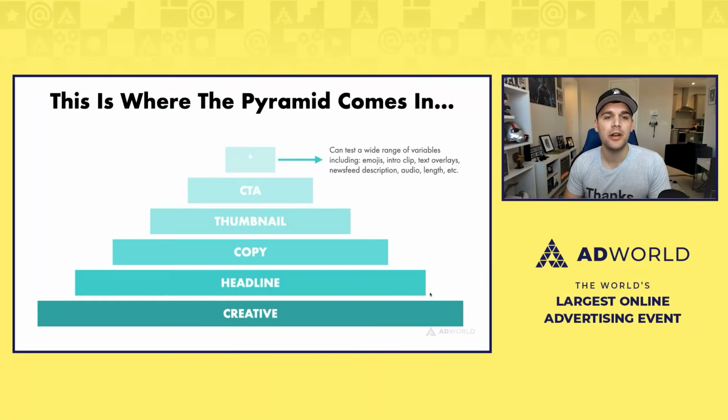So this is where the pyramid comes in. I told you there'd be a visual. So the pyramid really looks like this. You have your creative at the bottom. Your next step up is headline, copy, thumbnail, CTA, and there's all this other stuff that you can test.